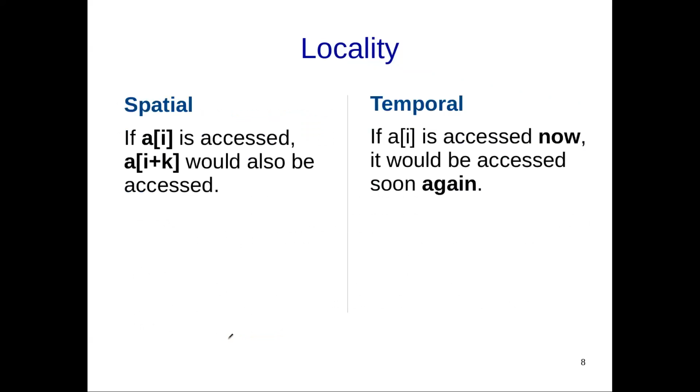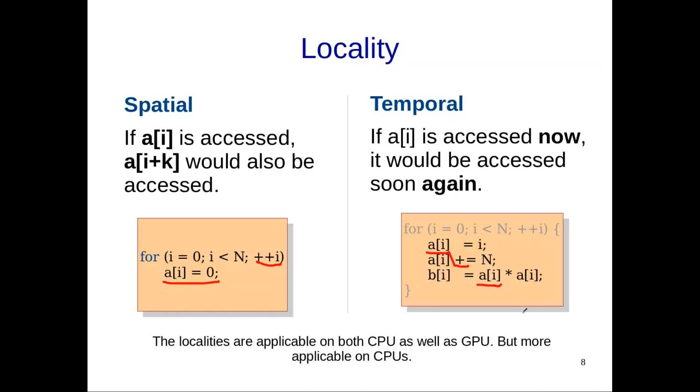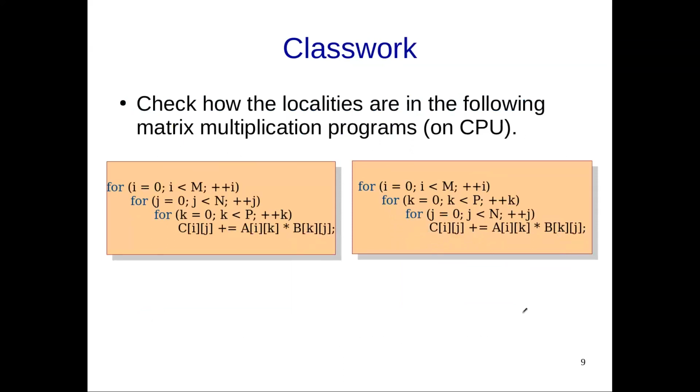I'll just recap spatial and temporal. Spatial means A of I is accessed, so A of I plus K is also accessed, and temporal means A of I is accessed now, it will be accessed soon again. So if I have an access pattern where I is increasing, then there is a spatial access pattern. Whereas if I'm reading A of I, then again reading A of I and again reading A of I, there is a temporal access pattern for A of I. These are more applicable on the CPUs. Let's come to what happens on the GPUs.